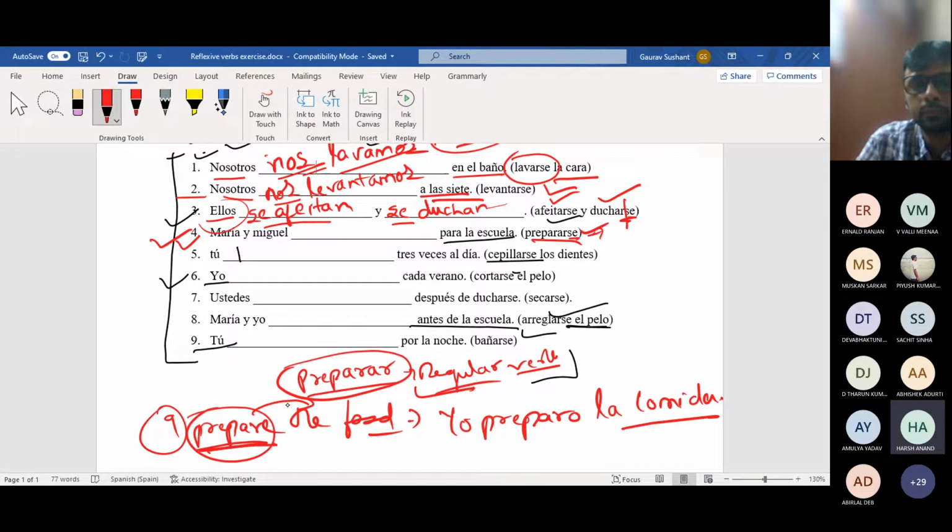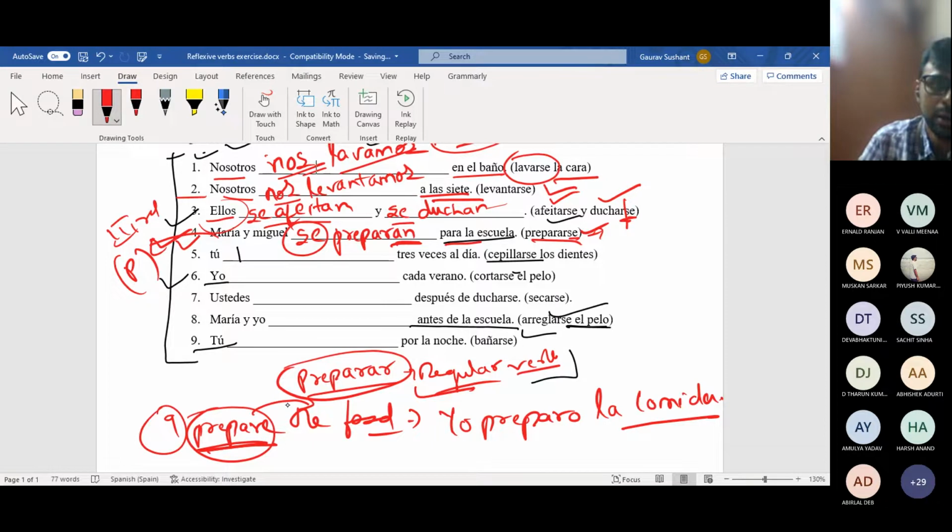Number 4, I'm asking. Sorry, sir. The prepartan. Okay, I think you were not there in the class when I was explaining. So it is Maria y Miguel se preparan para la escuela. So the subject is third person plural. So accordingly, preparar will become preparan, and se is what you use for themselves also. That is what will happen.